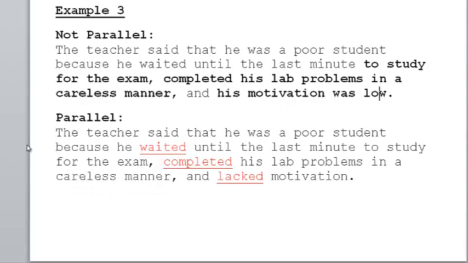The teacher said that he was a poor student because he waited, past tense, until the last minute to study for the exam, completed his lab problems in a careless manner, and lacked motivation. All of these are simple past tense verbs. That's what makes this parallel.